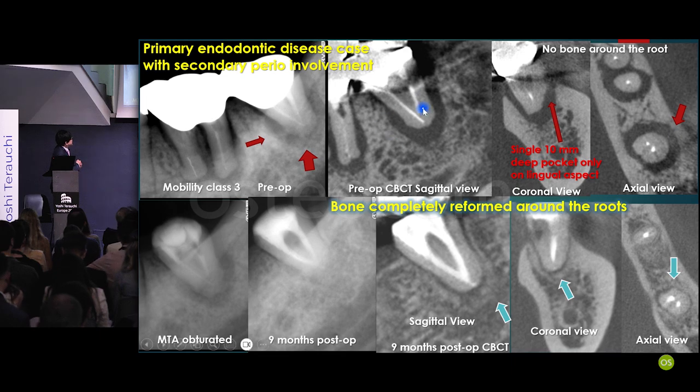Another case. In this case, I only identified a single probing depth, 10 millimeters, on the lingual side. So I actually considered this an endo lesion. I just did endo treatment, nothing else. Then I waited. Look at the lesion size, big lesion size. This is immediate post-op, this is 9 months post-op, and this is the 9 months post-op CBCT. You see nice periapical healing as compared to the pre-op lesion.